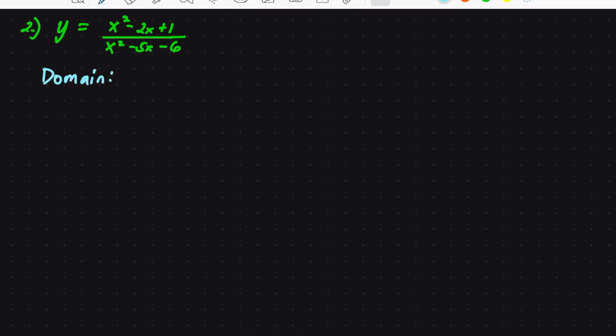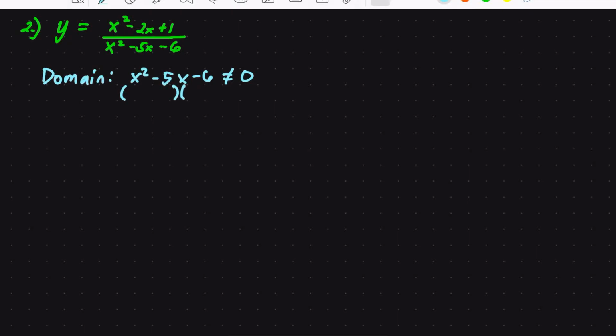Okay, so the domain, the denominator should not equal to 0. So, dito tayo magbase palagi. Yung denominator should not equal to 0. So, x squared minus 5x minus 6 should not equal to 0. So, solve for x that is not equal, that this expression will not equal to 0.